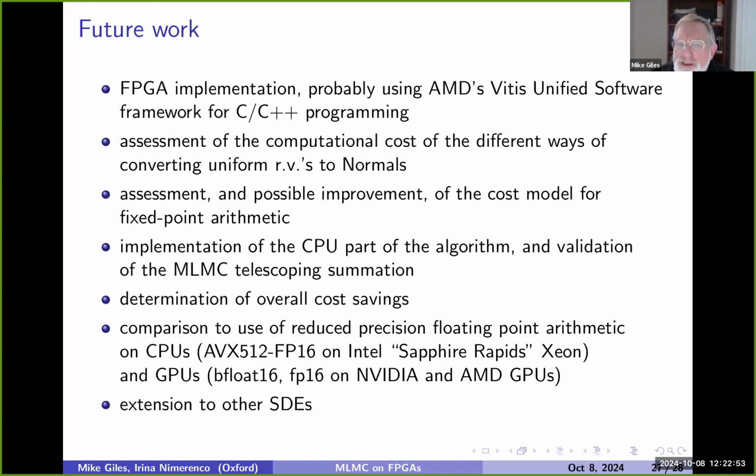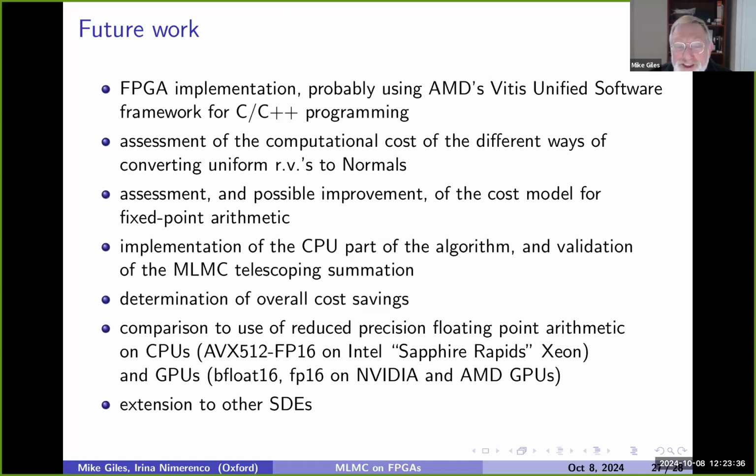So, we need to assess the different ways of generating the normal random numbers, see what the cost is. We need to check whether the cost model that we're using currently for the optimization is a reasonable cost model, or maybe we need to work on that and improve that. Then we need to implement the CPU side of the algorithm so that we get those corrections, from the inaccurate FPGA to the accurate CPU implementation, and then validate the whole telescoping sum of the multi-level to finally get overall cost savings.